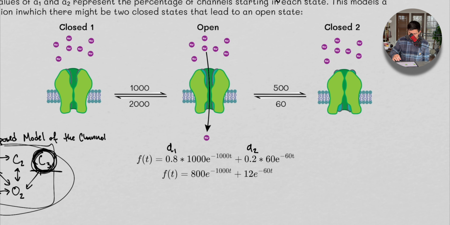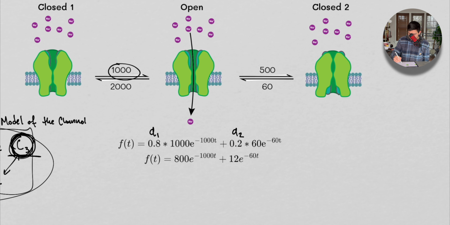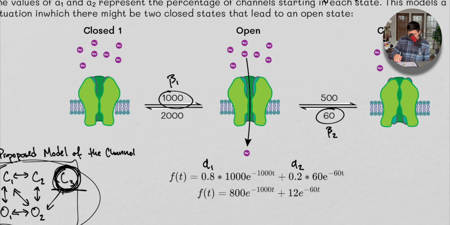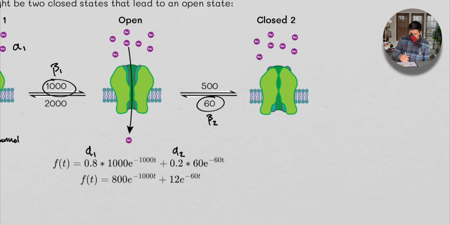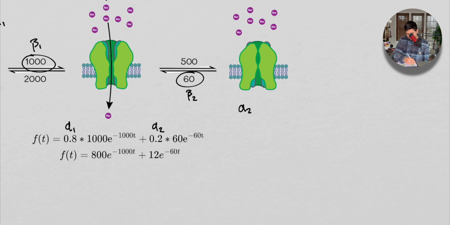So what are the numbers that we're tweaking? We want to be able to tweak this and this. So we can call that beta 1. We can call this beta 2. And we can call the number of channels A1, and the number of closed channels in state 2, A2. So we have four constants: A1 and A2, and we have beta 1 and beta 2. These things are rates. This thing is populations.